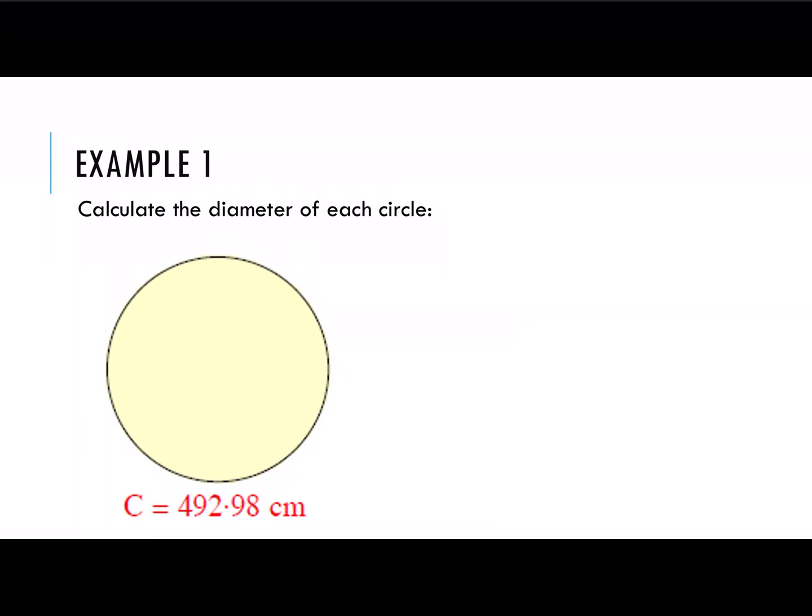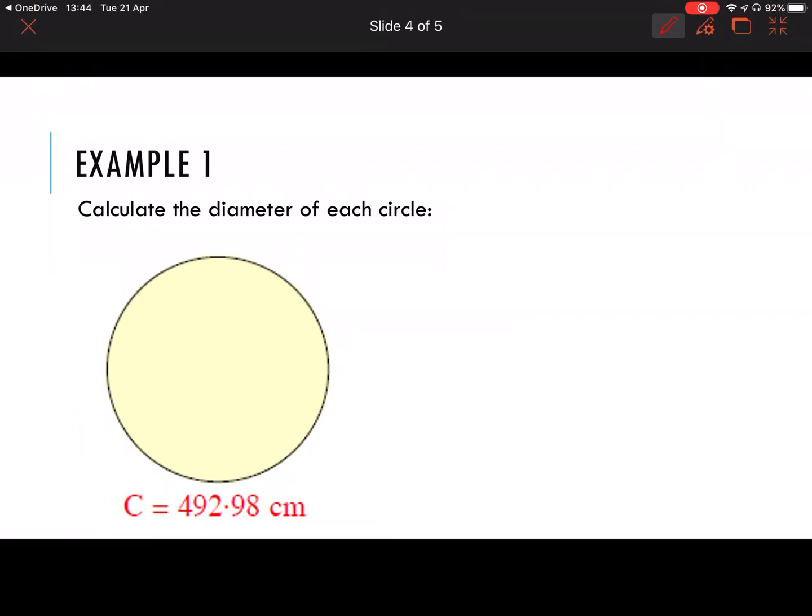So let's start with our first example, and it says calculate the diameter of each circle. So let's start with our diameter formula. We can see here that we've been given the circumference. So the formula I want to use is the one with diameter and circumference in it, which is d equals c divided by pi.